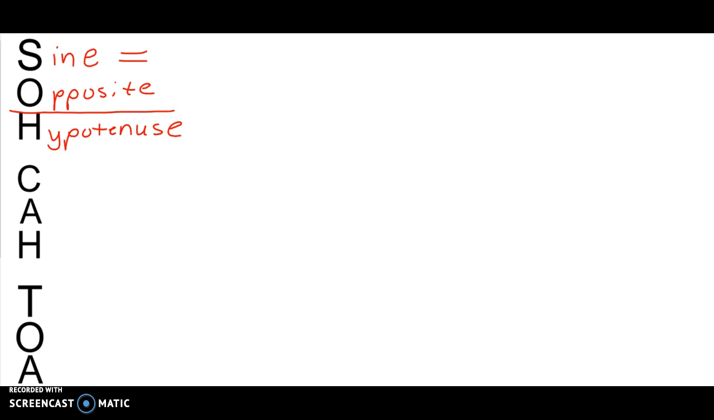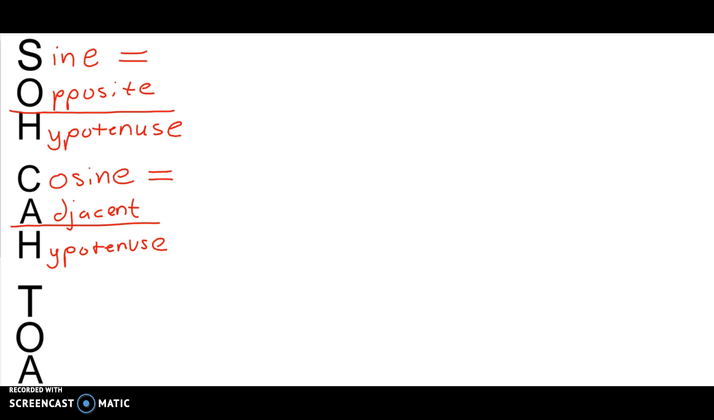All right, what did C stand for? Cosine, and it's spelled like this, C-O-S-I-N-E. And that is equal to the adjacent side divided by the hypotenuse. So what do these two have in common, sine and cosine? They're both divided by the hypotenuse.